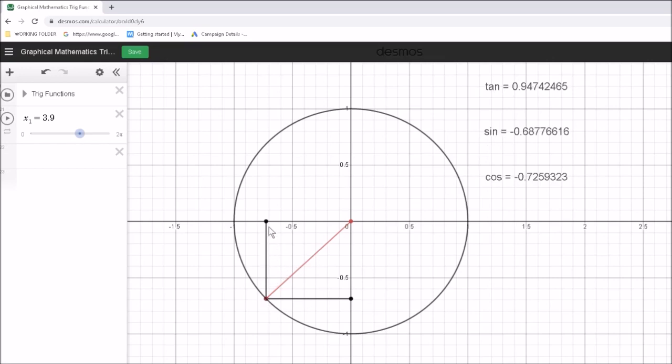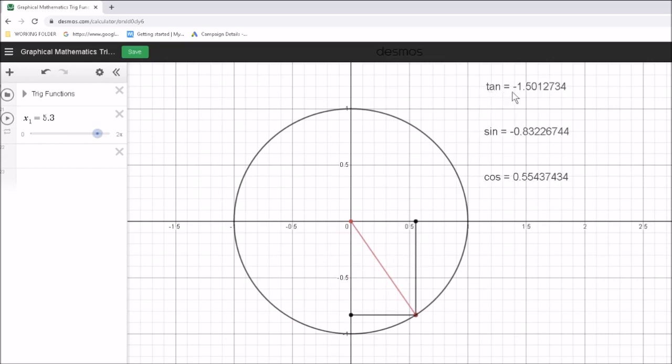If you look at the sine, it's going to be the y divided by the r, so y is negative, so therefore your sine is going to be negative. And if you look at the cosine, it's going to be the x divided by r, well your x again is negative, therefore the cosine is going to be negative in this quadrant. So they're all positive in the first quadrant, the sine's positive in the second quadrant, and the tan is positive in the third quadrant. So let's look at the final quadrant here. So this is angles between 270 and 360 degrees.